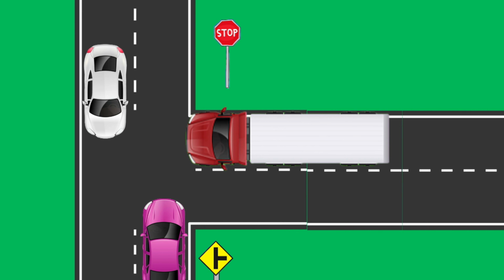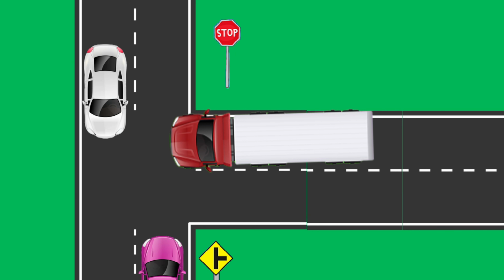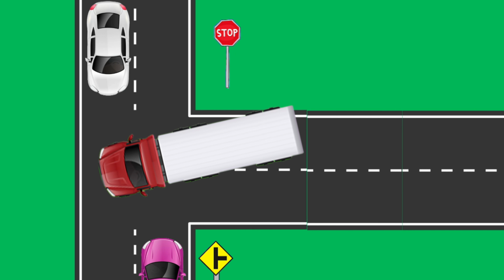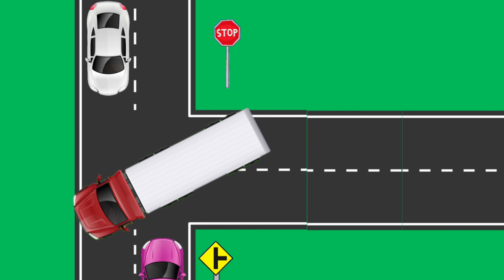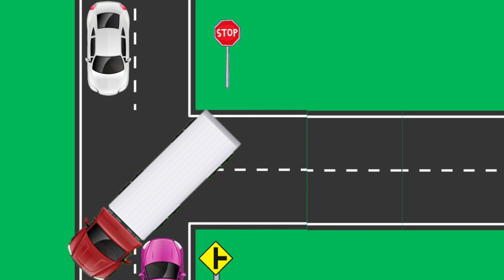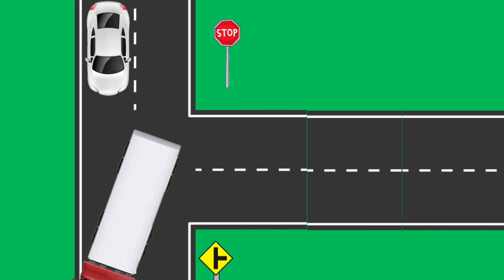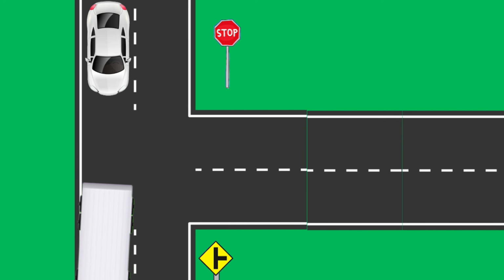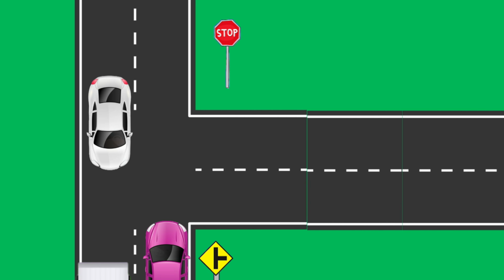What should be done? The white car must reverse slightly to give space to the truck, as trucks often need more room and may occupy 2 lanes when turning. After giving enough space, each driver can continue safely.